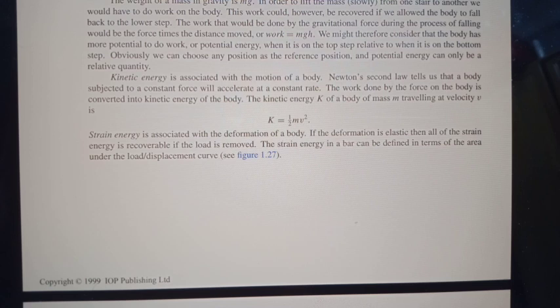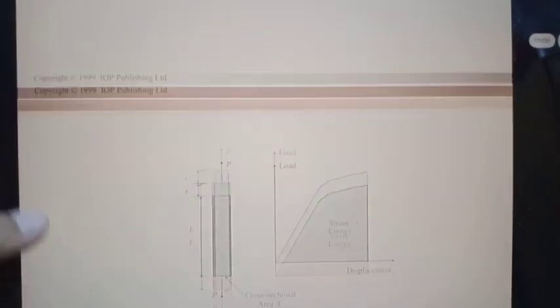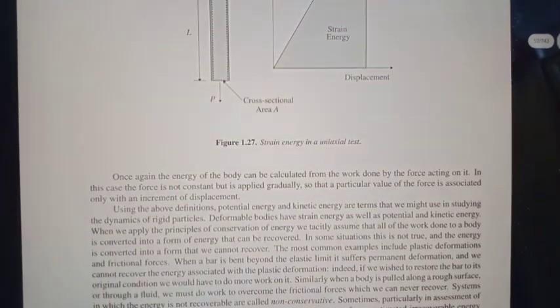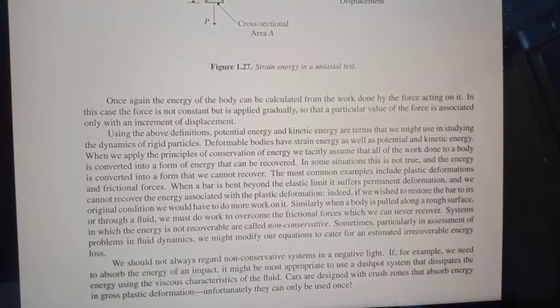The strain energy in a bar can be defined in terms of the area under the load displacement curve. You can see the diagram. Once again, the energy of the body can be calculated from the work done by the force acting on it. In this case the force is not constant but is applied gradually, so that a particular value of the force is associated only with an increment of displacement.